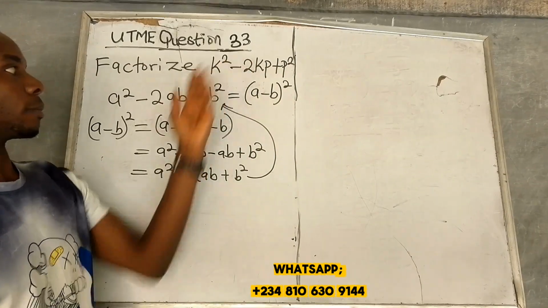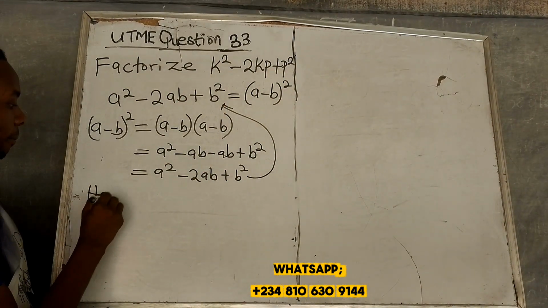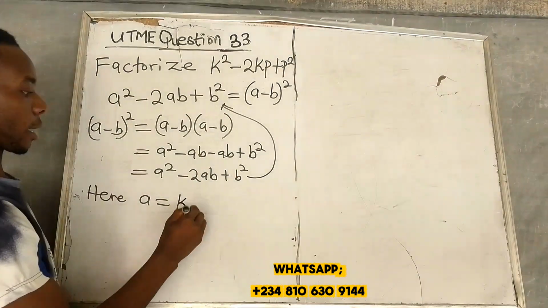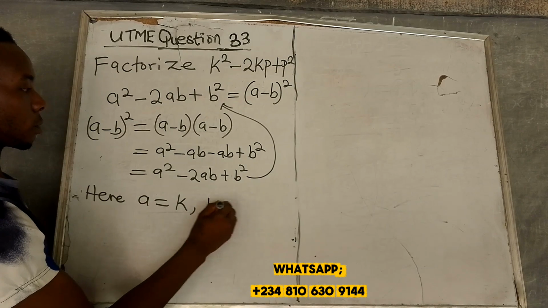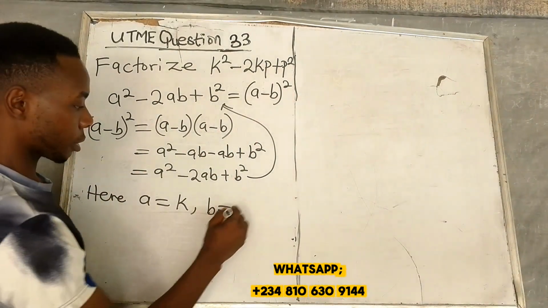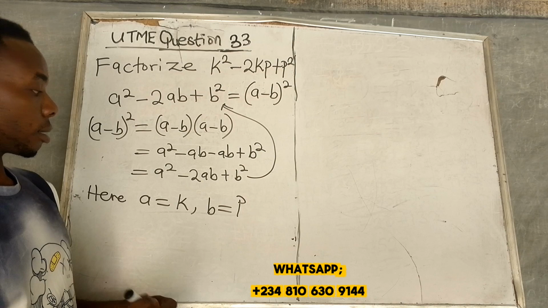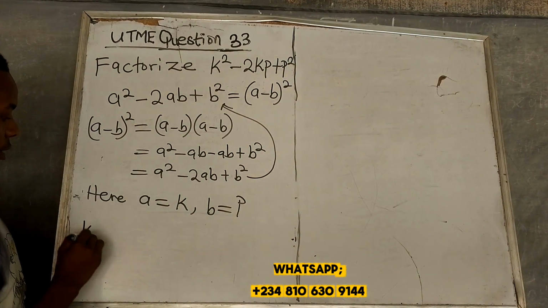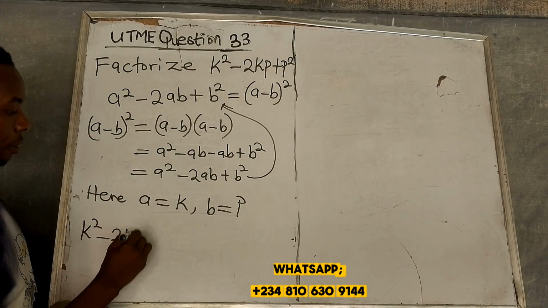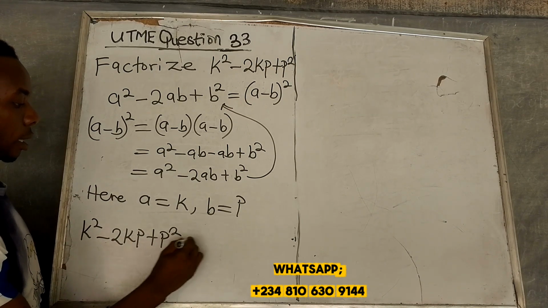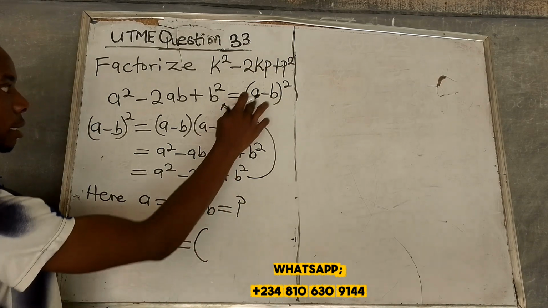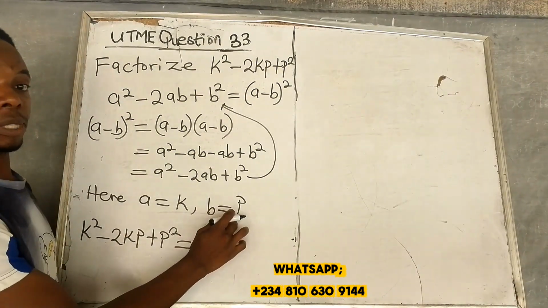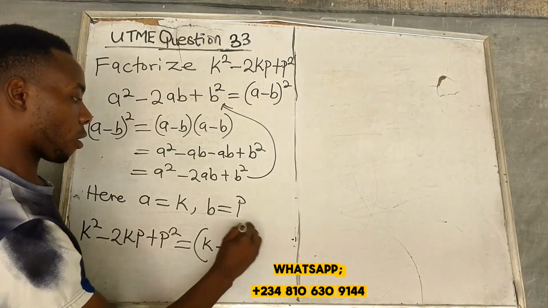Now, comparing it to this place, you can say that here a is equal to k, and b is equal to p, right? Since a is equal to k and b is equal to p, which means that this question, k square minus 2kp plus p square, is equal to, you open a bracket, since a is equal to k, I'll put k, minus, and then b is equal to p, I'll put p, all squared.